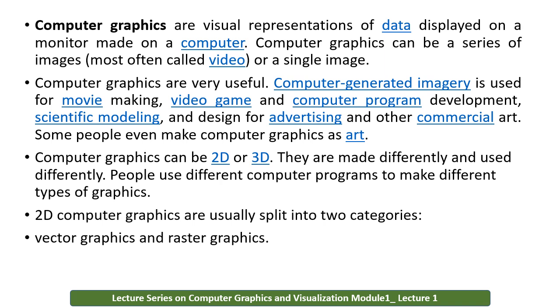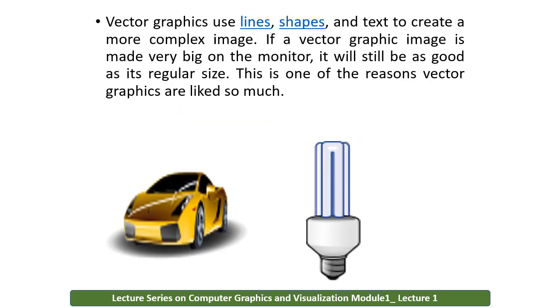Computer graphics can be of two types. It can be two-dimensional or three-dimensional, and they are made differently and used differently. People use different computer programs to make different types of graphics. Two-dimensional computer graphics are usually split into two categories, that is vector graphics and raster graphics. So now we'll move to these two types of graphics.